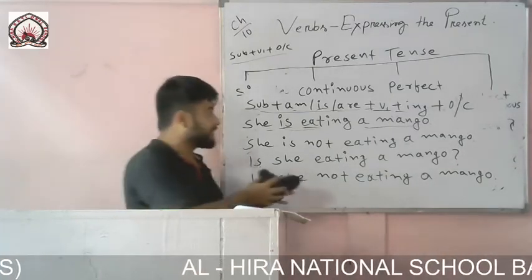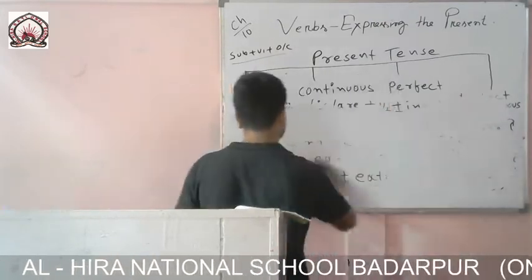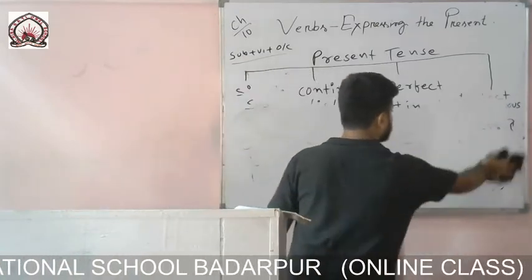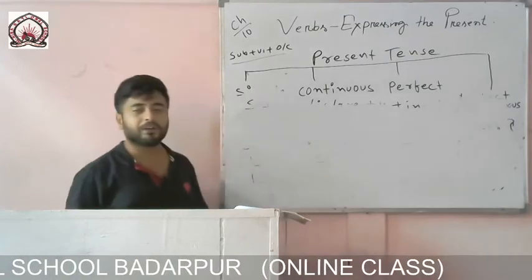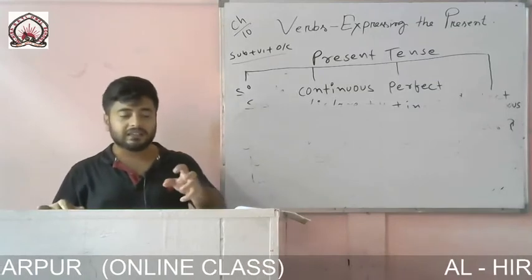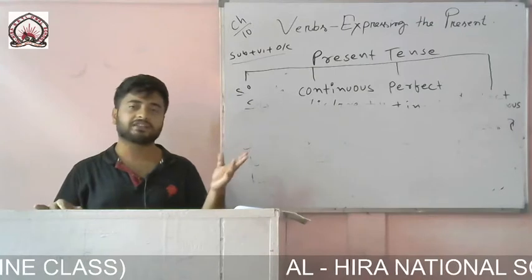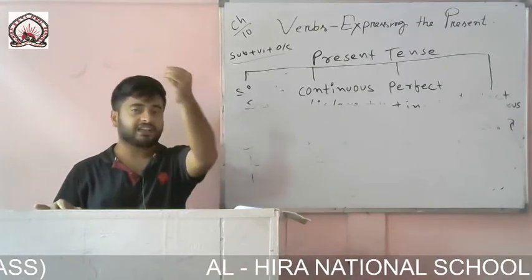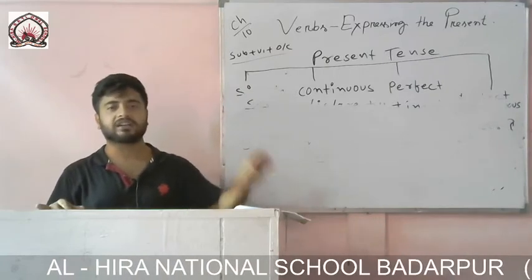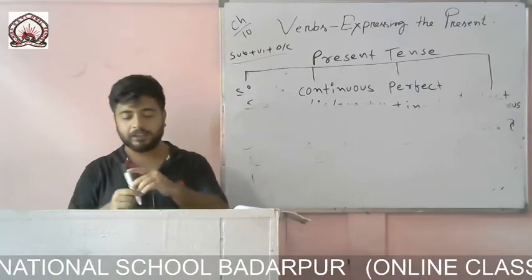Now the next one is present perfect. Present perfect is generally the action which has been recently completed, but the effect is still there. If the work has been completed, it will become past, and its action will disappear. But the work which has just been completed recently, whose effect is still there, is present perfect.